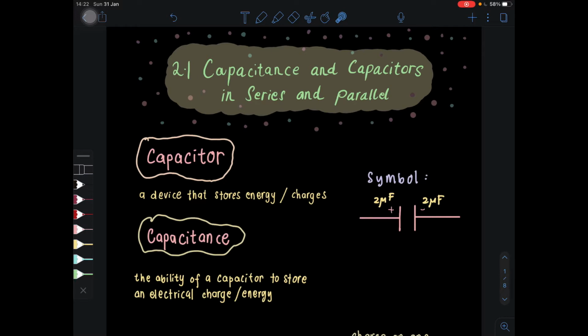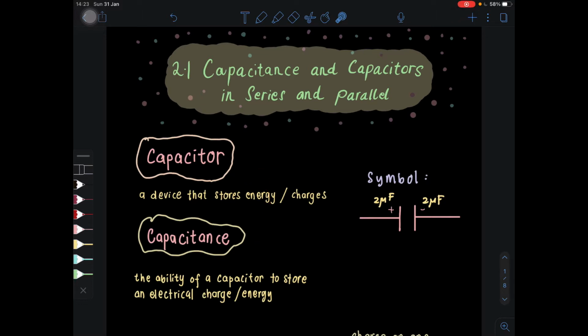So capacitor is a device that stores energy or charges. So here it says a device. So device ni macam power bank. Power bank stores energy. And capacitance pula is the ability of a capacitor to store an electrical charge or energy. So senang cerita, capacitance is actually the value for capacitor.